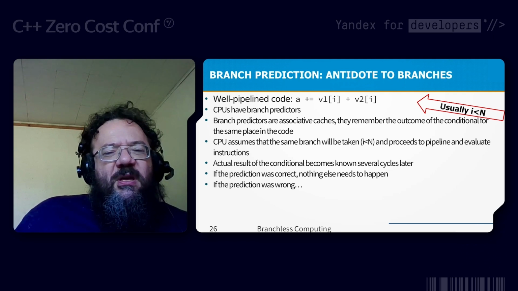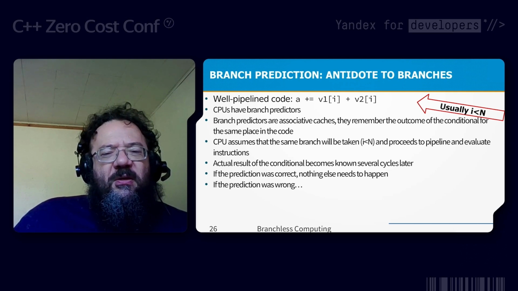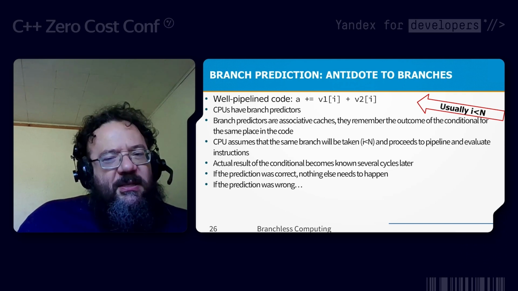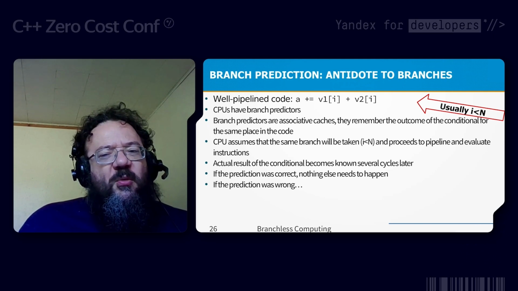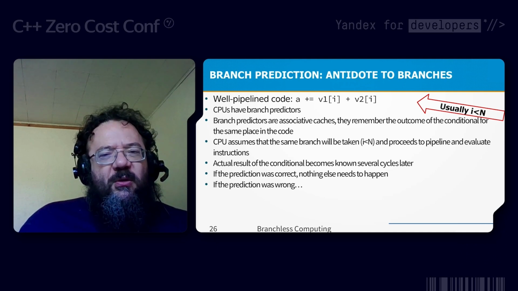The assumption here is that if we call this function from this other function and the condition was true, and we did it again and the condition was true, it's probably going to be true the third time, and so on. The CPU actually makes that assumption and proceeds to pipeline the code as if this assumption was true. This is called speculative evaluation.